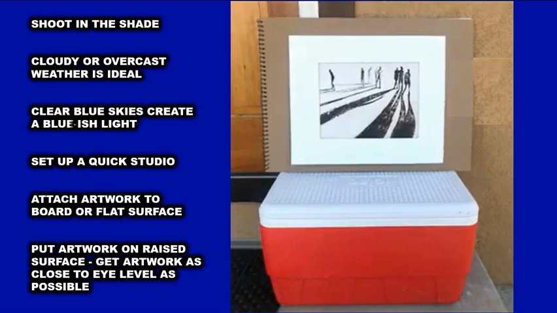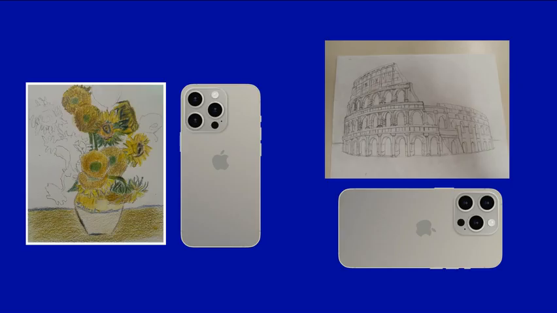The closer that you can get the artwork to eye level, or to get the camera down at eye level with the artwork, the better. So it's important to raise the level of the artwork. You can set it on a table with a board or something of that nature. If your artwork is vertical, this is a vertical picture, then you're going to hold your camera vertically. If your artwork is horizontal, then you're going to hold your camera horizontally.